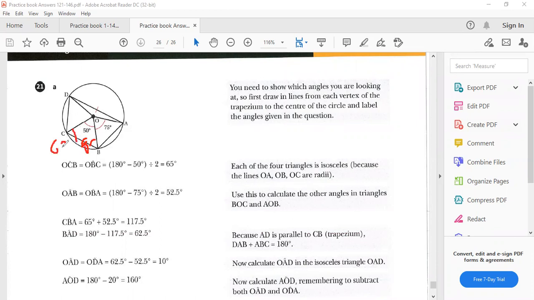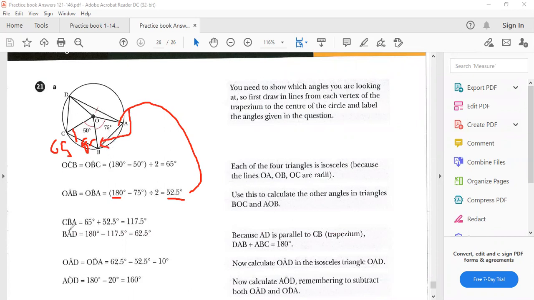Now we find this. Here we have 75, and minus 180. Why minus 180? Because the sum of a triangle is equal to 180, divided by 2, that's 52.5 here. So I write 52.5 here, and the same thing here.